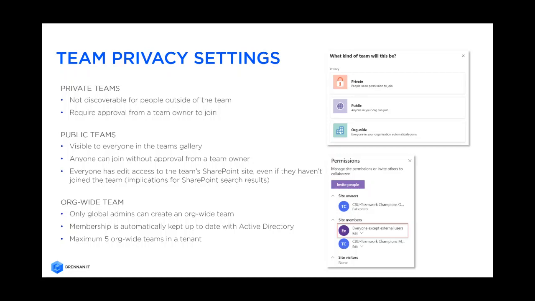With org-wide teams, as I said, only global admins can create these, and you can have a maximum of 5 in your tenant. So if you don't see the org-wide option and you're a global admin, it's probably because you've reached your maximum 5 limit, or it could be that your tenant is an education tenant and this feature isn't available there yet. So with org-wide teams, the membership is automatically kept up to date with the user accounts that are in your Active Directory.